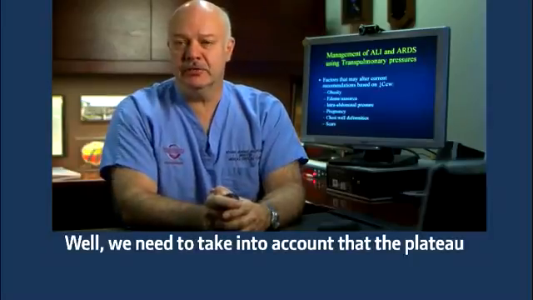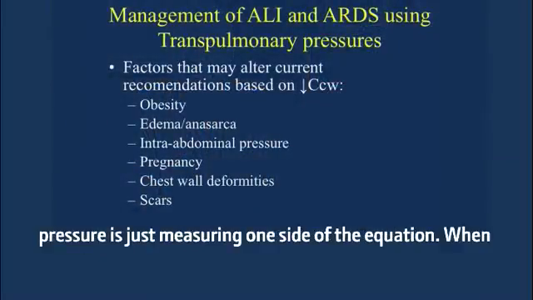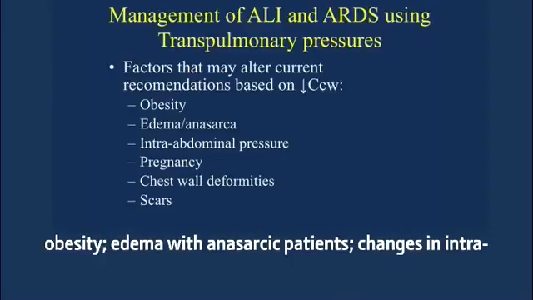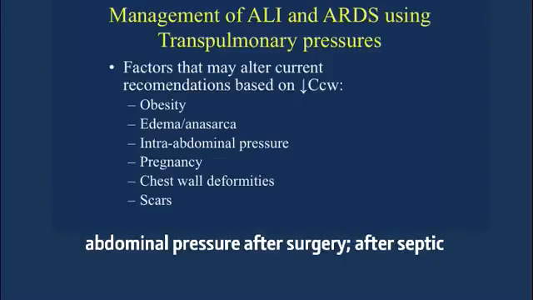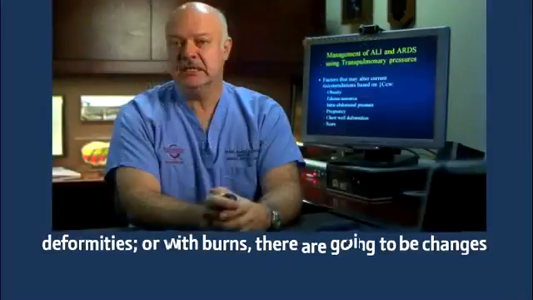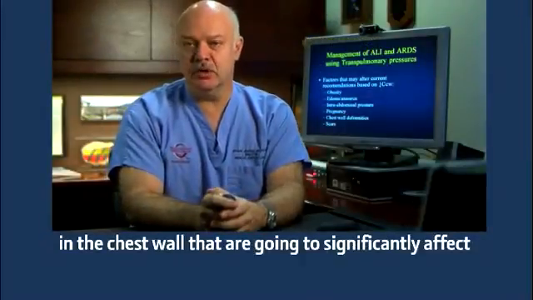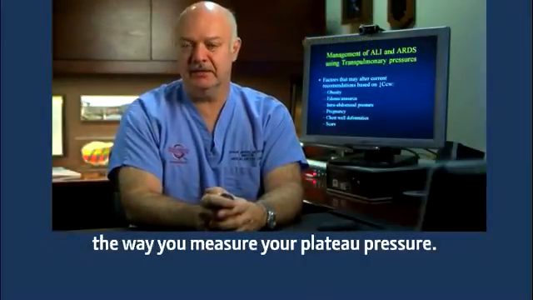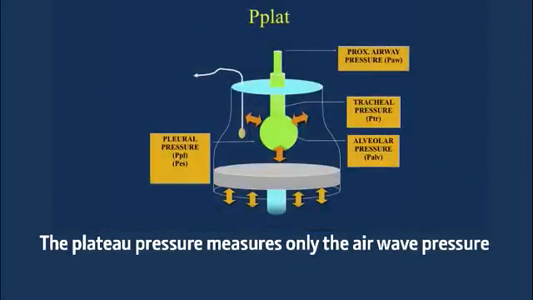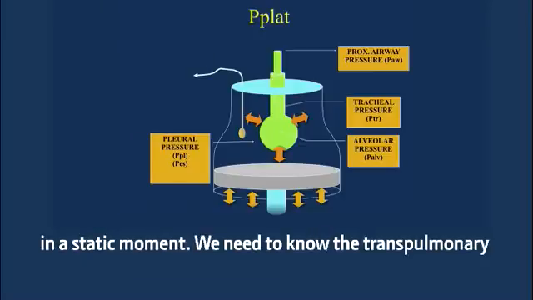Well, we need to take into account that the plateau pressure is just measuring one side of the equation. When you have decreased chest wall compliance, caused by obesity, edema in anasarcic patients, changes in intra-abdominal pressure after surgery, after septic resuscitations, with pregnancy, with chest wall deformities, or with burns, there are going to be changes in the chest wall that are going to significantly affect the way you measure your plateau pressure. The plateau pressure measures only the airway pressure in a static moment.